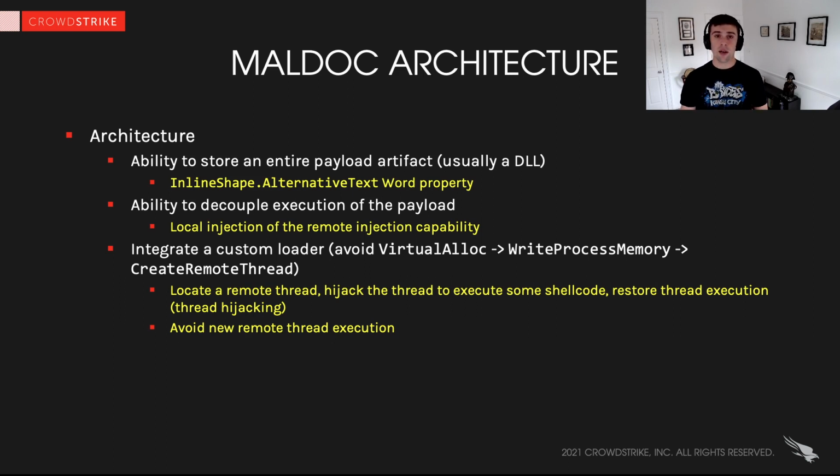And then integrating the custom loader, we want to use a technique known as thread hijacking, which essentially will locate a remote thread within a remote process, hijack that thread in order to execute our shellcode, and then restore execution of the thread. This avoids new remote thread creation.